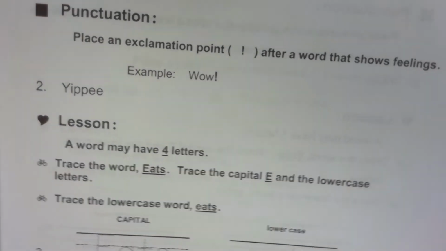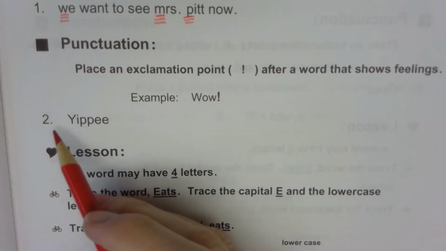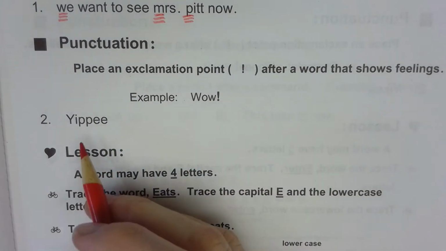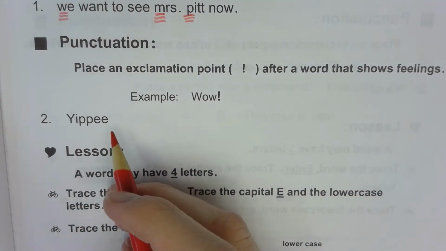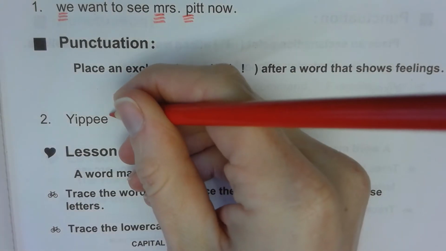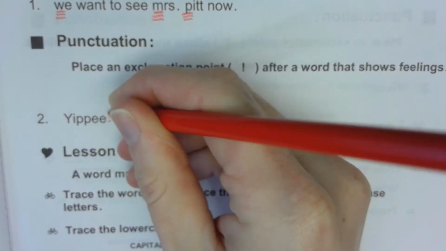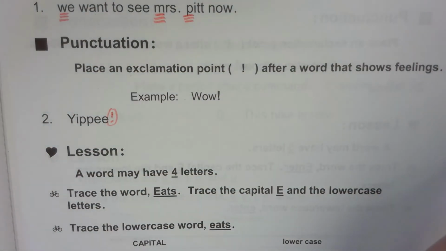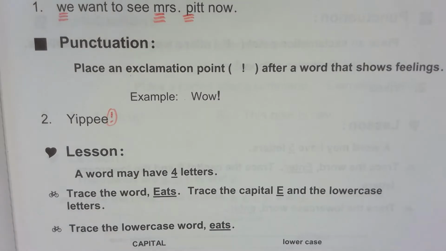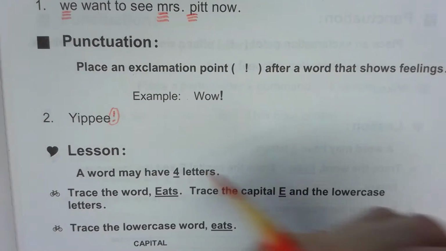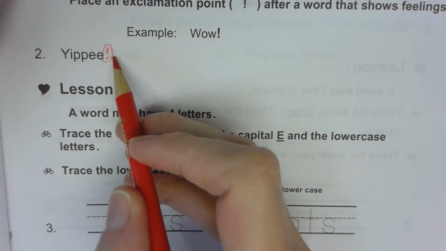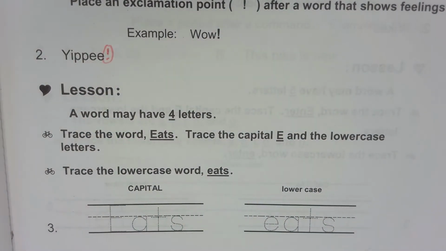So, let's read number 2. It says, yippee. There's no marking, so I read it like yippee. What would happen if we put an exclamation point at the end of yippee? What would it sound like? Yippee! Yeah, yippee! We're so excited. Say it with feeling at home. Yippee! Great. So if you see the word yippee, you're probably going to have an exclamation point at the end because it's an exclamation. It's a feeling.